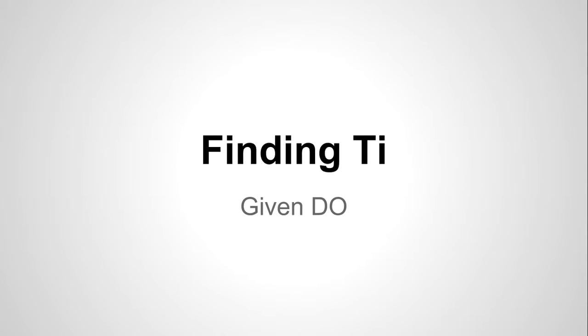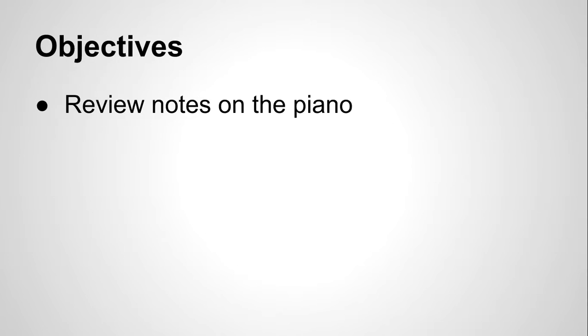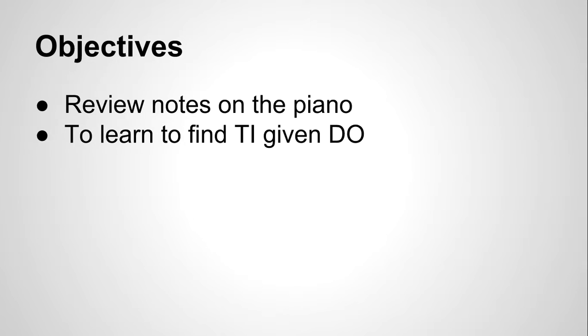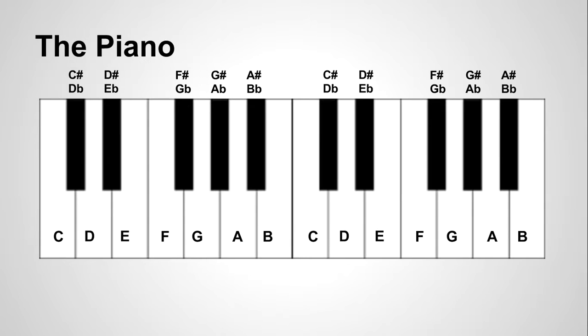Let's learn how to find T when you're given Do. The objectives of this lesson are to review the notes on the piano first, since we're going to need that information in order to find T, and then to learn how to find T given Do. So here's your piano. We've gone over this several times. If you need to review it, please watch the video on how to find the notes on the piano.